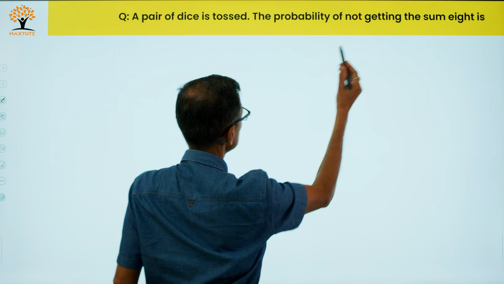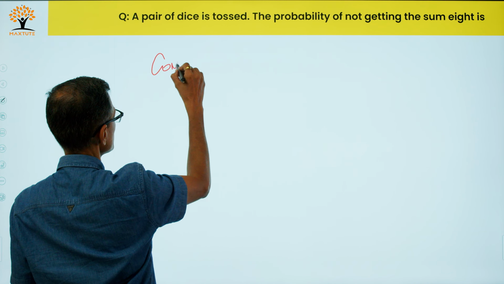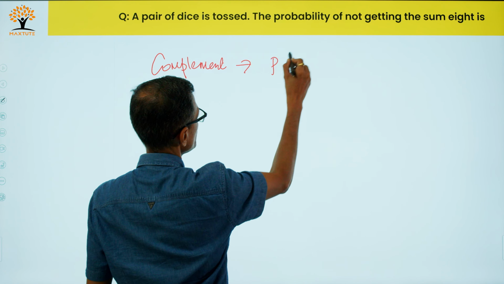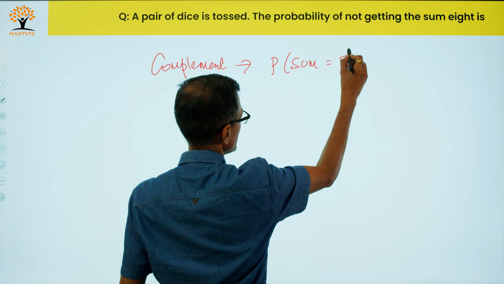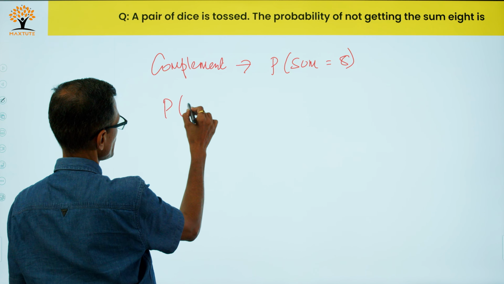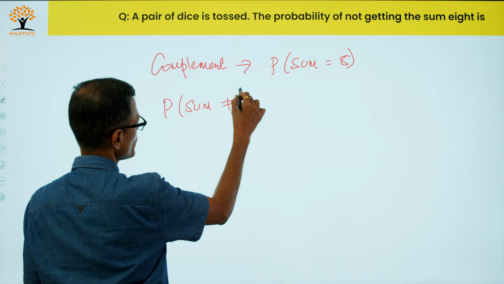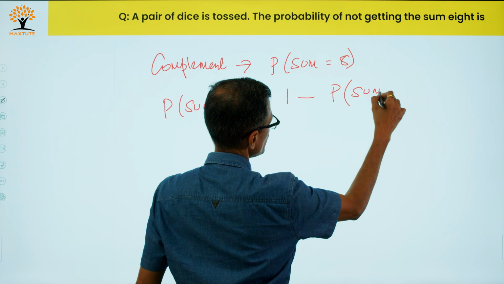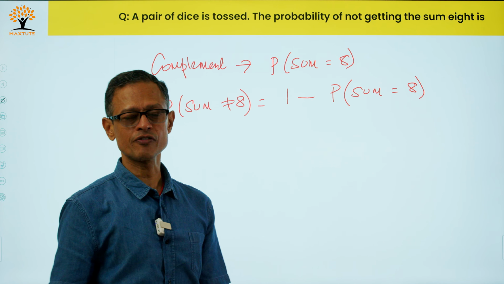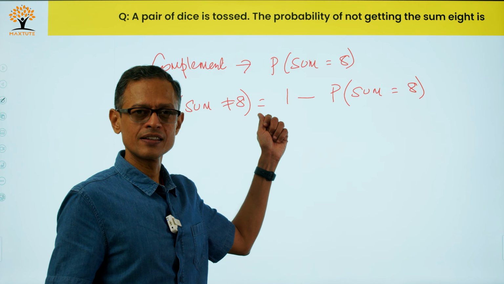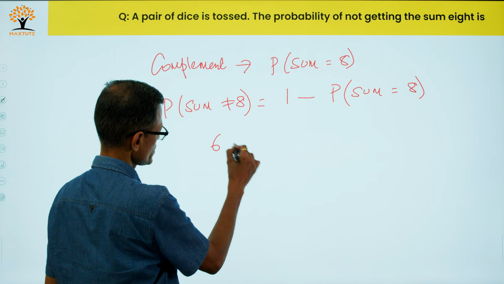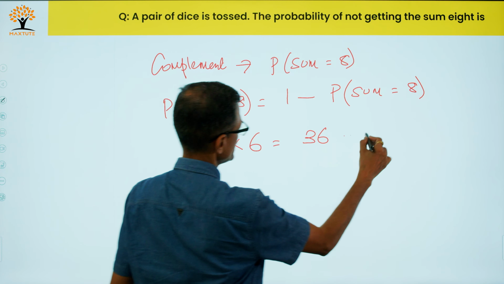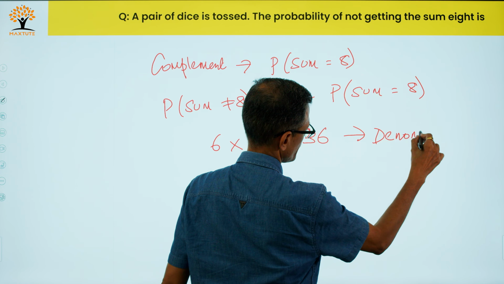You don't want the sum to be 8, so the complement event is going to be that the sum is 8. So we're going to find out the probability that the sum is equal to 8, and then to find the probability that the sum is not equal to 8, we're going to subtract this from 1, right? So 1 minus the probability of the sum equal to 8 is what is going to give us the final answer. You're tossing a pair of dice. So the first die will show 6 outcomes, second will show 6 outcomes. So 36 is the total number of outcomes, which is our denominator for this calculation.